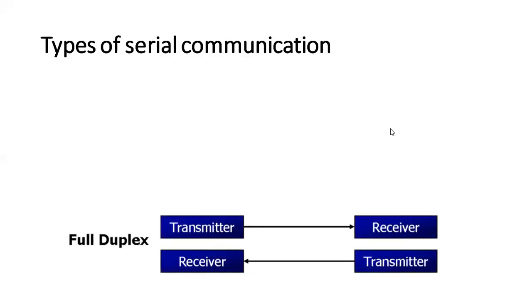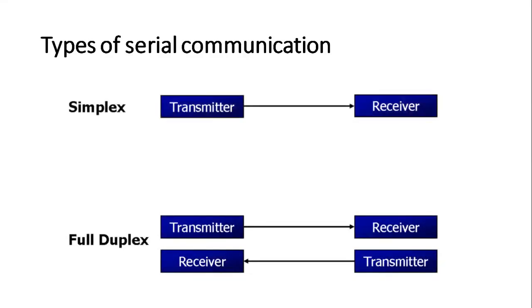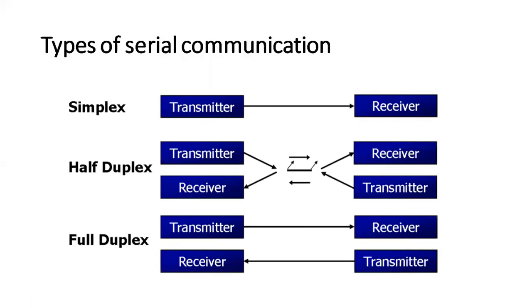So types of serial communication. This we discussed, right. One is simplex, another one is half duplex, and the last one is full duplex. Simplex means it's a one-way transmission, right? Example is a printer. Half duplex is where the transmitter can transmit the data, and the receiver side can also transmit the data, but not both at the same time, right?